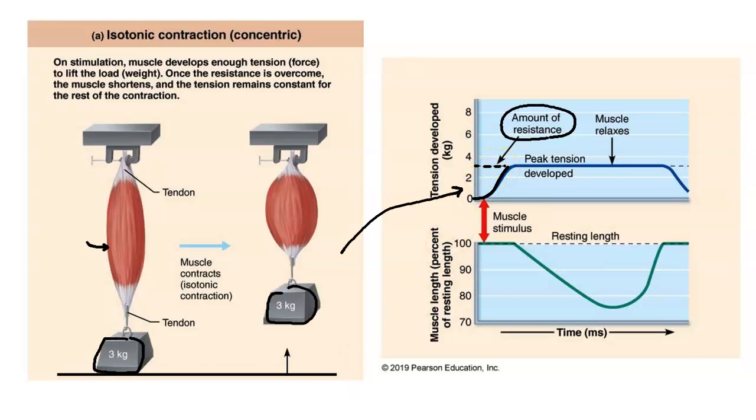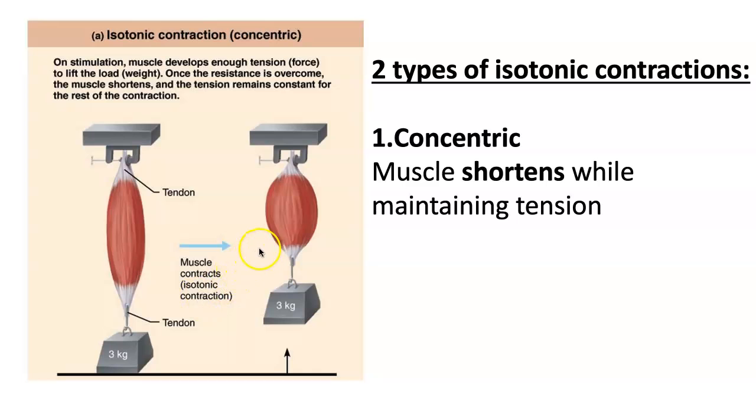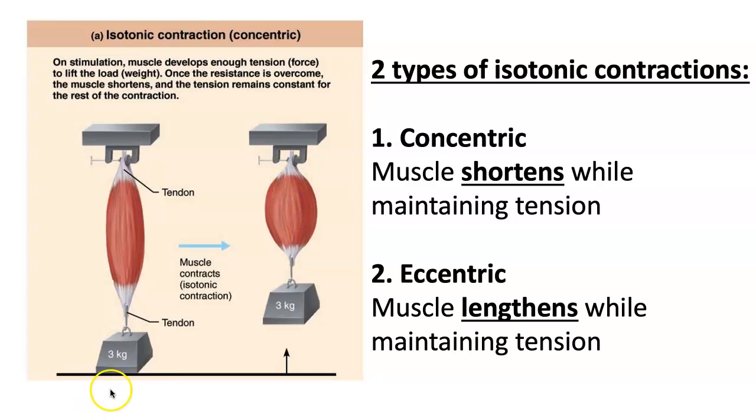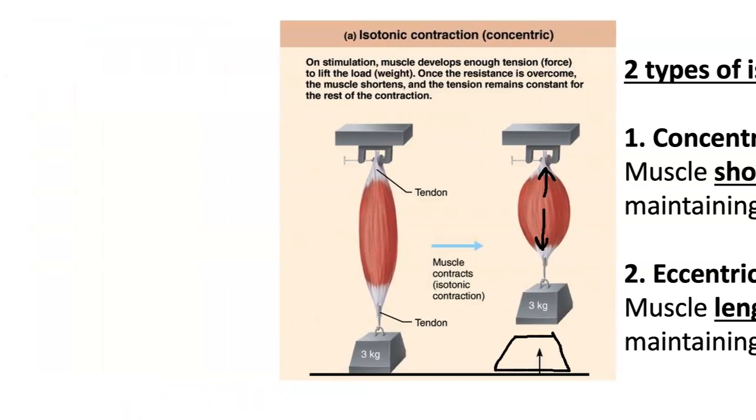This type of isotonic contraction is known as a concentric contraction, and a concentric contraction is when the muscle shortens, compared to another type of isotonic contraction called eccentric. In eccentric contraction, the muscle lengthens, and it lengthens while it's maintaining tension. So in other words, for this muscle to set down the 3 kilogram weight would be an eccentric contraction.